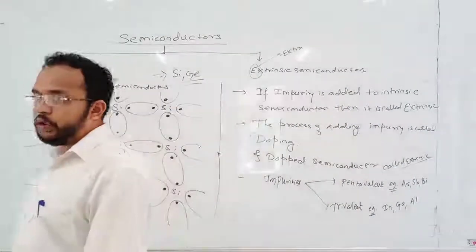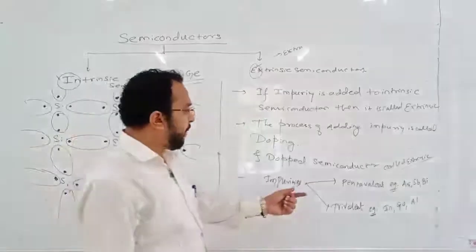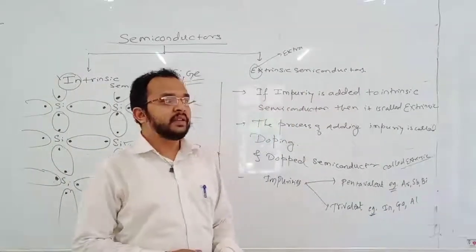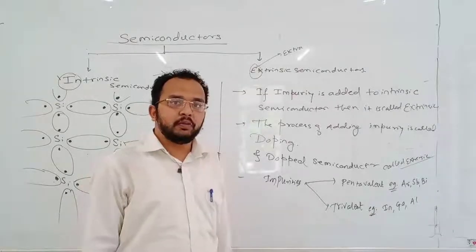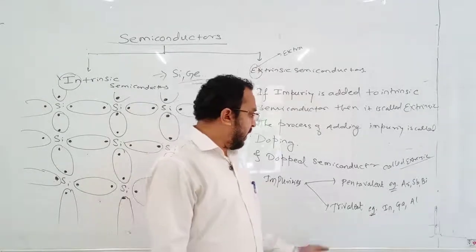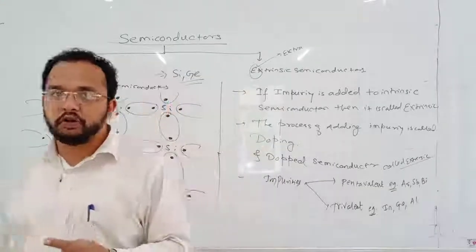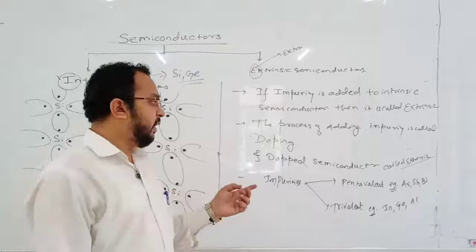Okay, so why is it called pentavalent? Because valence is 5. That means there are 5 electrons in the outermost orbit, outermost shell. And why trivalent? There are 3 electrons in the outermost shell. That is indium, gallium, and aluminium.